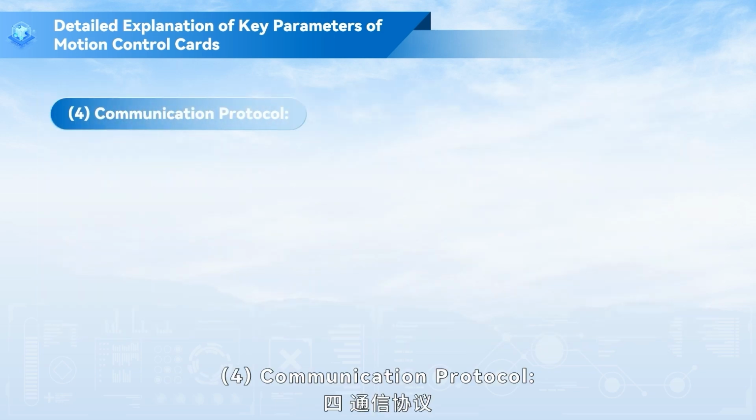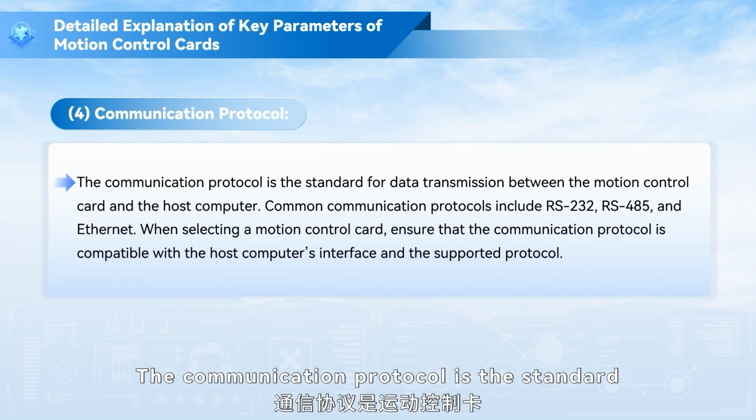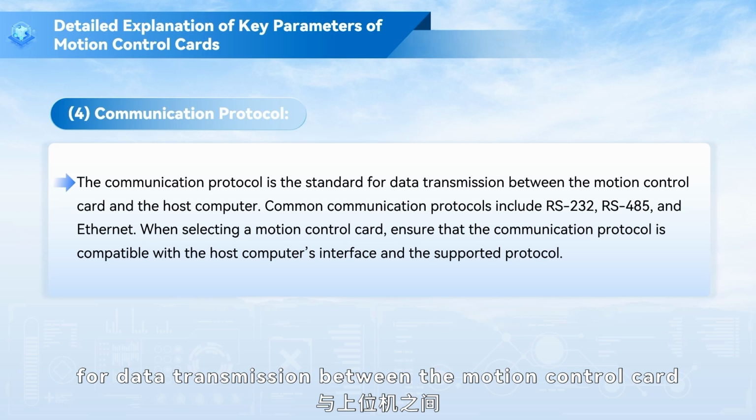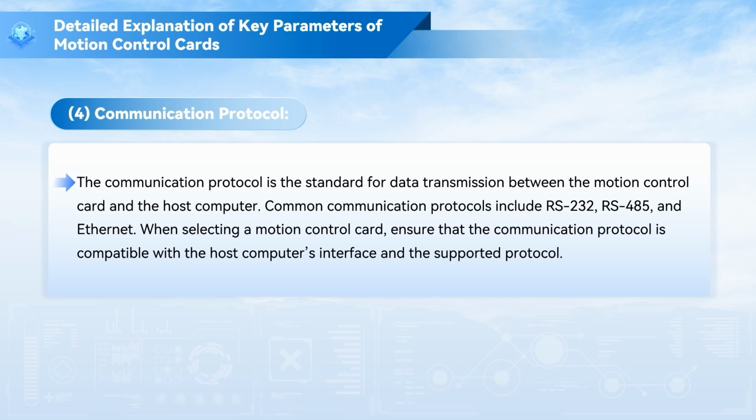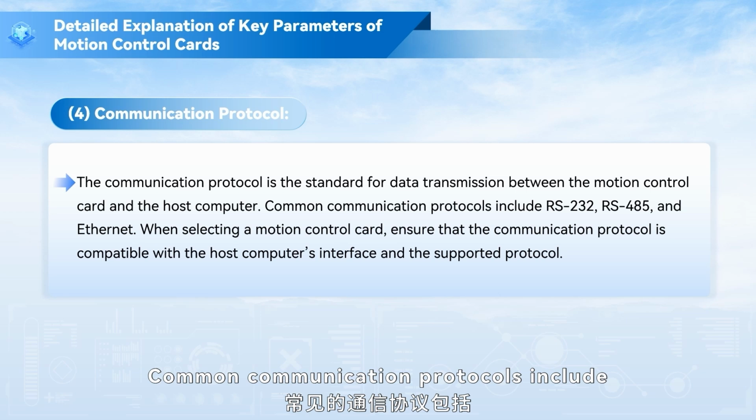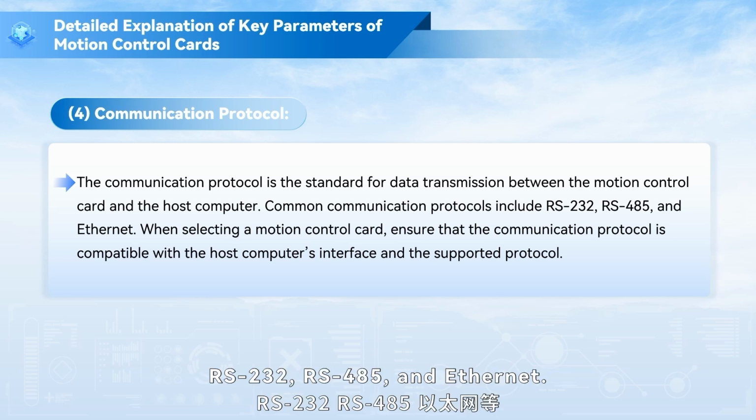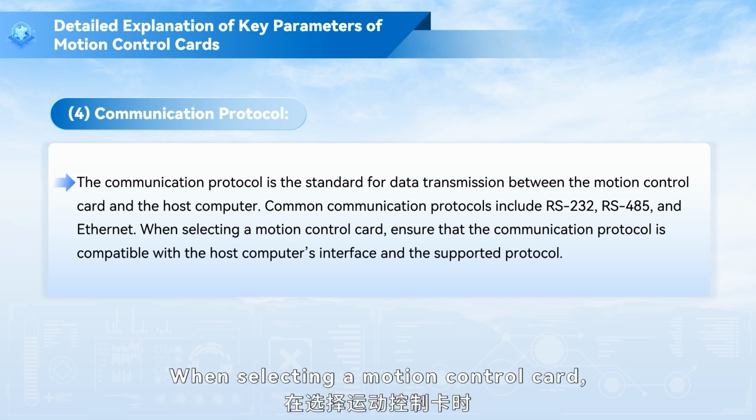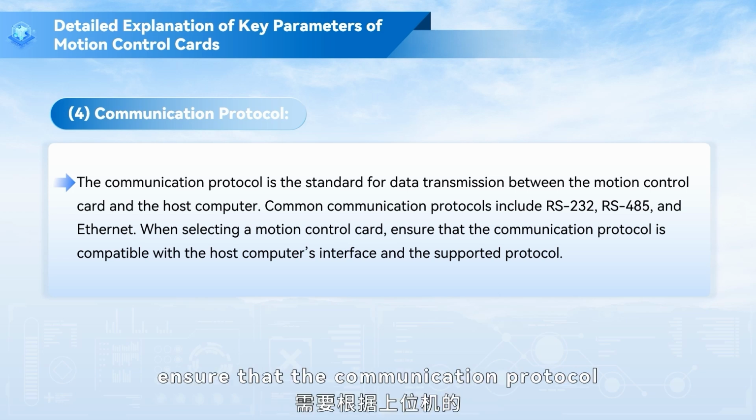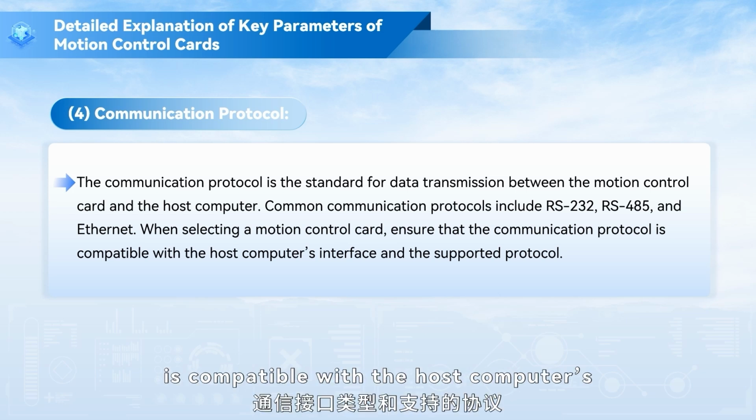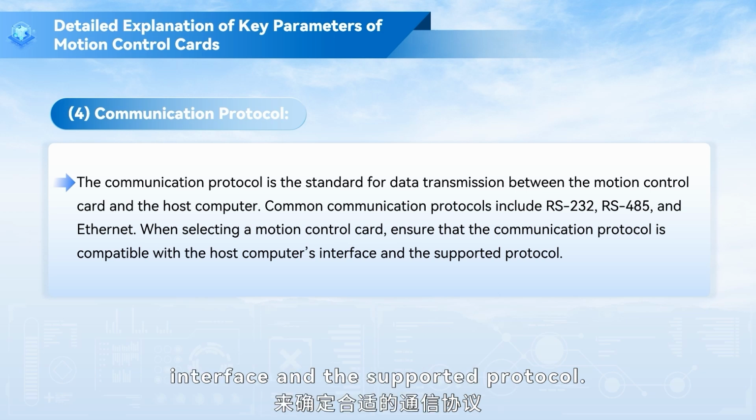4. Communication protocol. The communication protocol is the standard for data transmission between the motion control card and the host computer. Common communication protocols include RS-232, RS-485, and Ethernet. When selecting a motion control card, ensure that the communication protocol is compatible with the host computer's interface and the supported protocol.